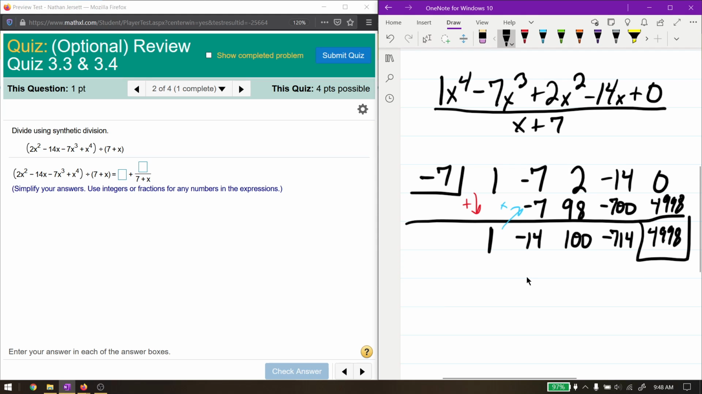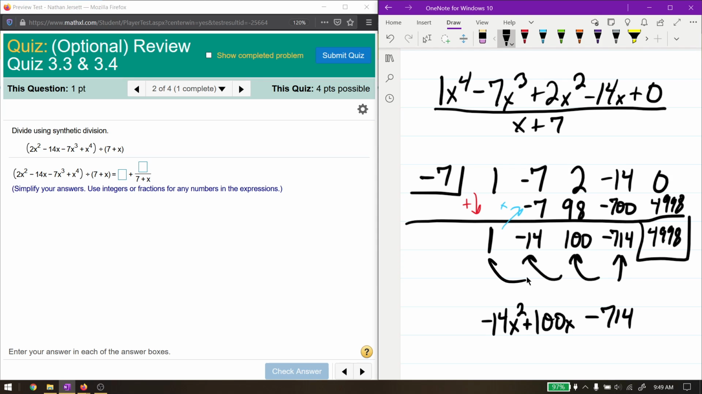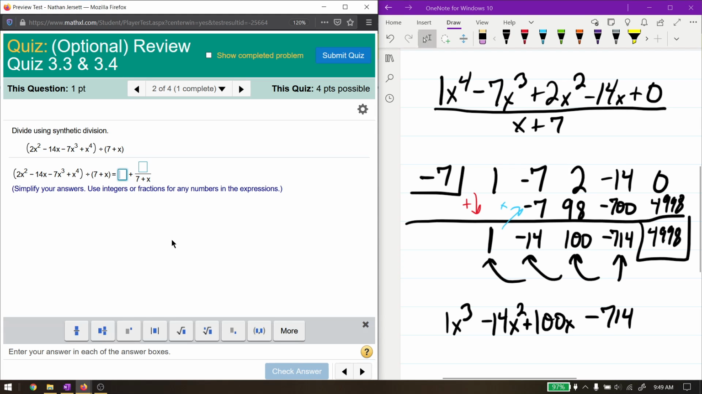So you always add going up. This first term next to the remainder, that's going to be the constant term. So we have -714. And the next one's going to start going up by x's. So we get 100x. Then this one's going to give us -14x squared. And finally, this one's going to give us 1x cubed. So highest power is x cubed, minus 14x squared, plus 100x, minus 714. And the remainder is going to go in this upward box here.